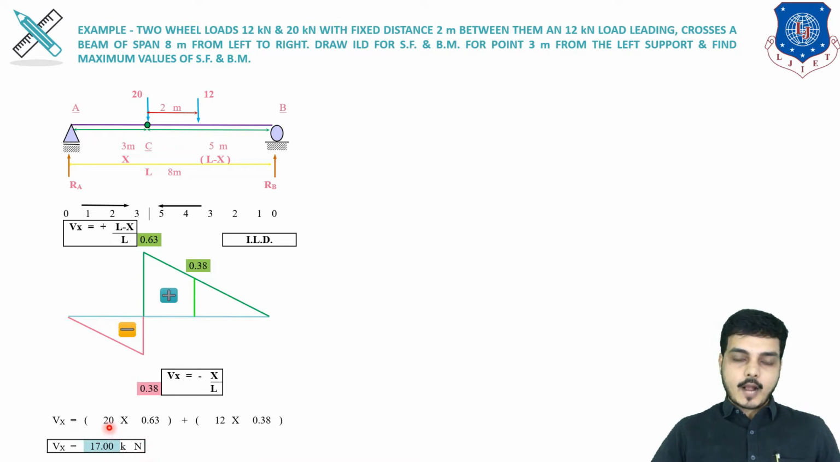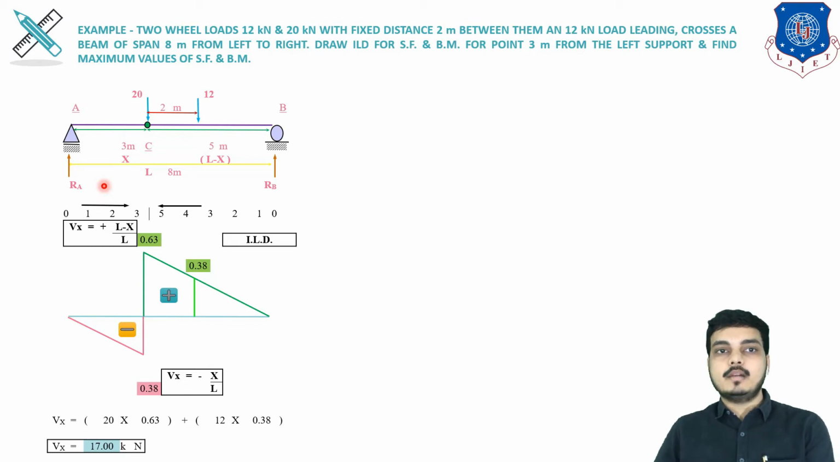Now look, as I said, our maximum load will be multiplied with the maximum ordinate. If I have placed this 12 kilonewton over here, then 12 will be multiplied with 0.63 and 20 will be multiplying with some other ordinate. That ordinate will not be the peak one, it will be the lower one. So I don't require that. I require the maximum value here, so we require the maximum load to be multiplied with the maximum ordinate in this sum.